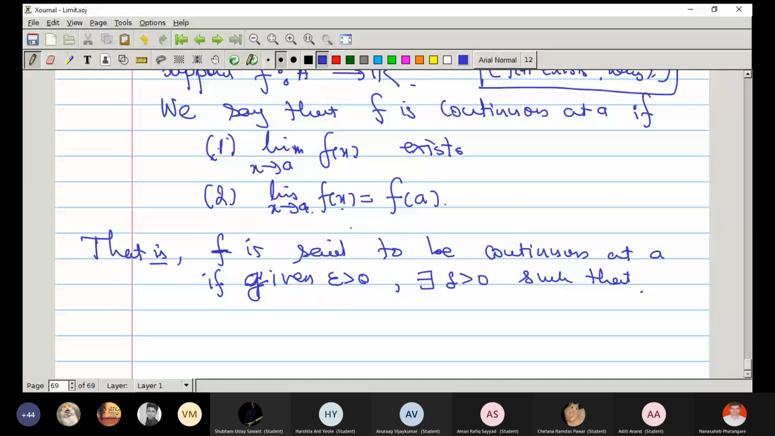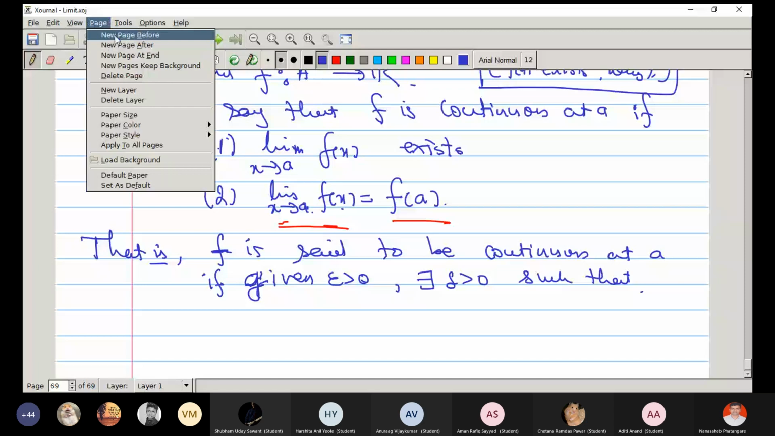Limit of something is some number means what? Given epsilon, there exists delta such that, what is the next line? x belonging to the delta neighborhood of a, then mod of f(x) minus f(a) is less than epsilon. Right. So, what does it mean?